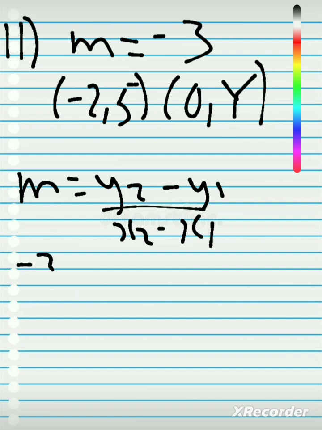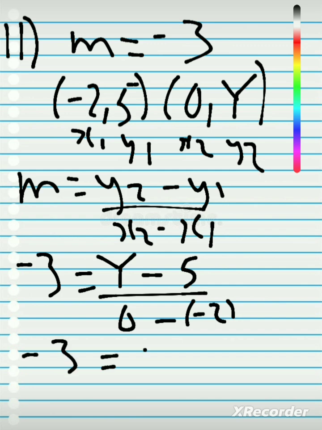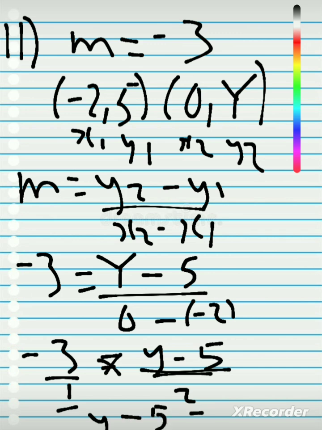What is m? m is -3. We call this x1, y1, x2, y2. So it's going to be y2, which is y, minus y1, which is 5, over x2, which is 0, minus x1, which is -2. So it's -3 equals (y minus 5) over 0 minus -2, which is 2. So we can cross multiply. 1 times (y minus 5) is y minus 5. -3 times 2 is -6.